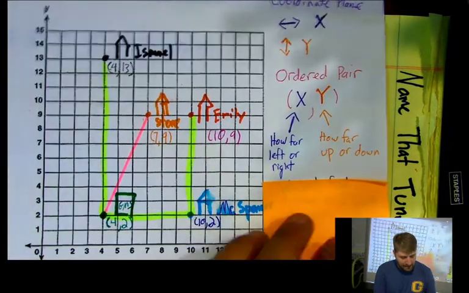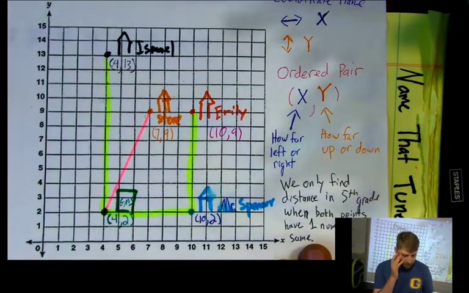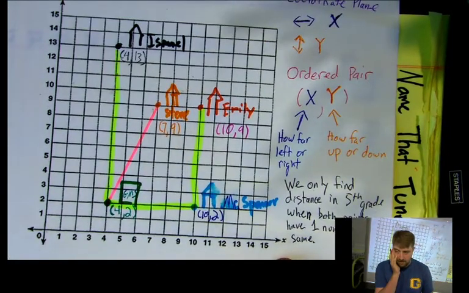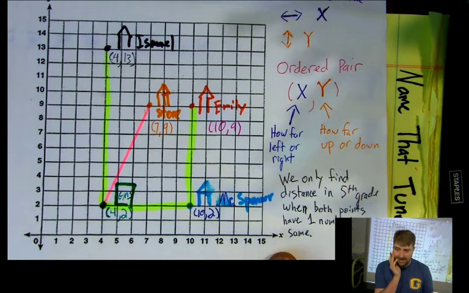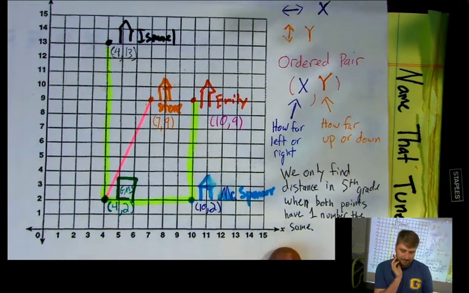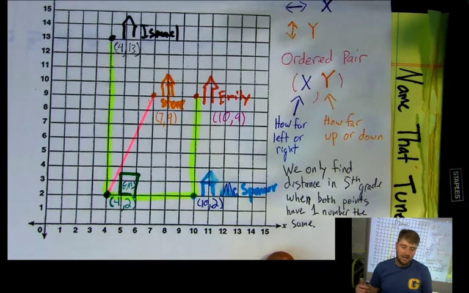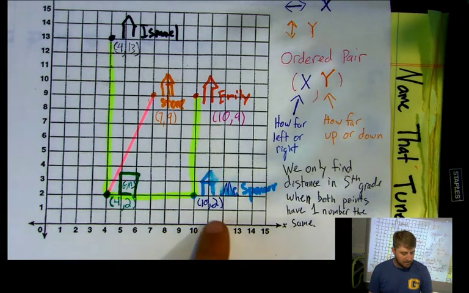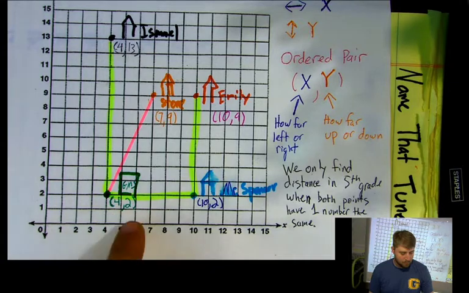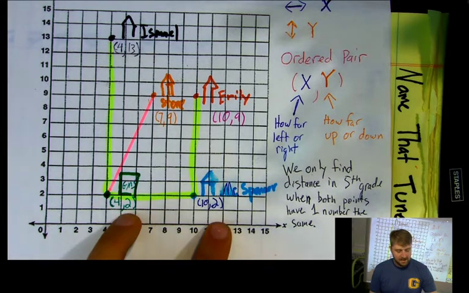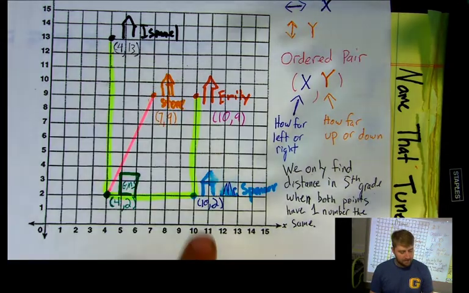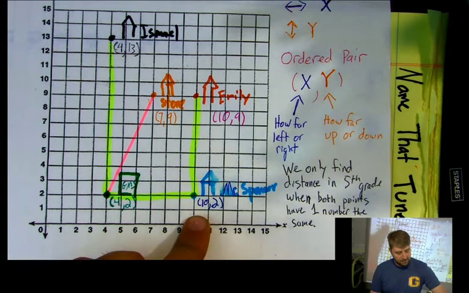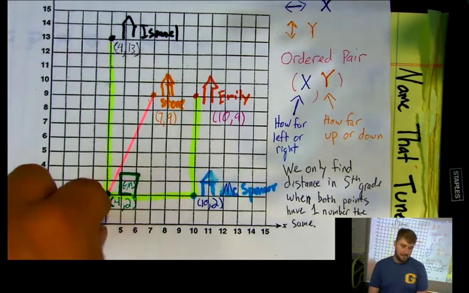Now, I want you to write this down so that when you're looking at a super challenging problem, you can remember that this is not something you need to do. We only find distance in 5th grade when both points have one number the same. Mr. Spencer's house and Gillisville Middle both had the same y coordinate, the 2. Mr. Spencer's house and Emily's house both had the same x coordinate, the 10. Same with Ishmael and Gillisville Middle, they had the same first number, the x coordinate.